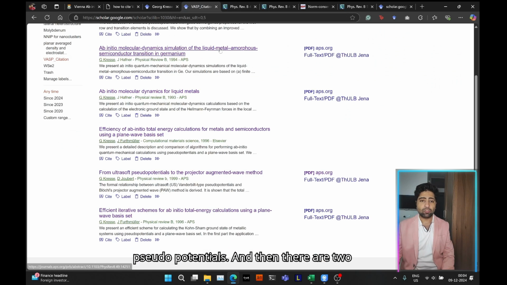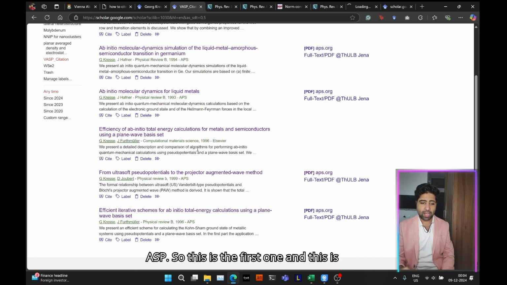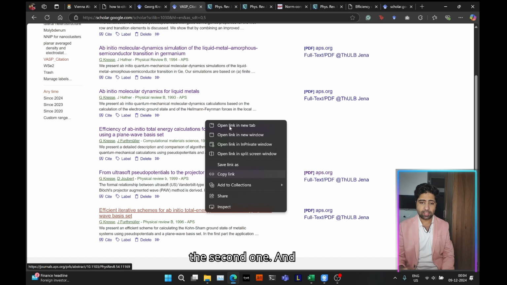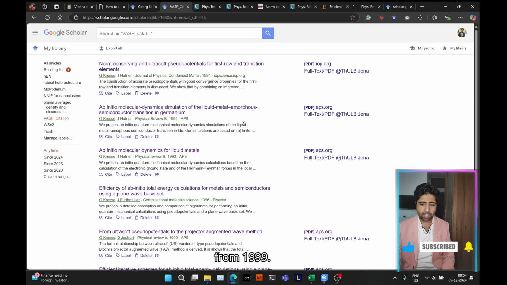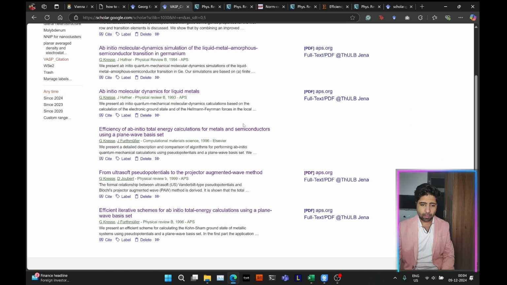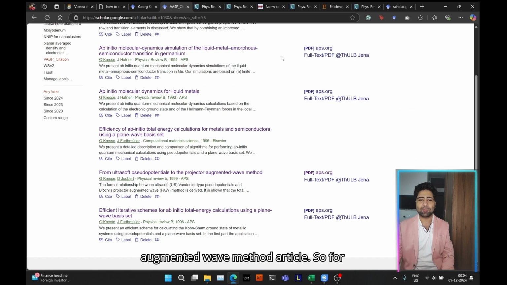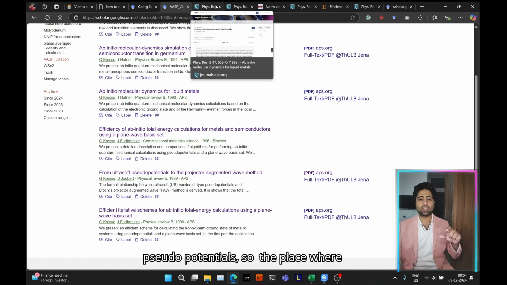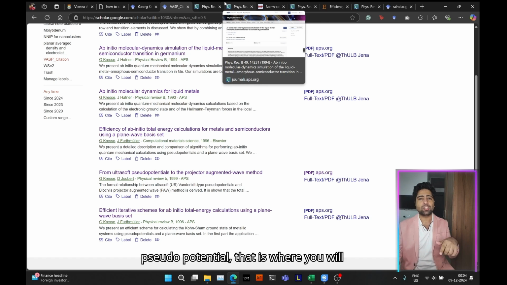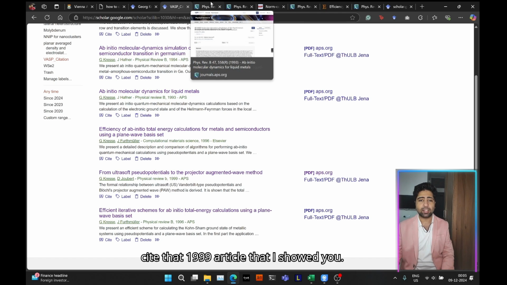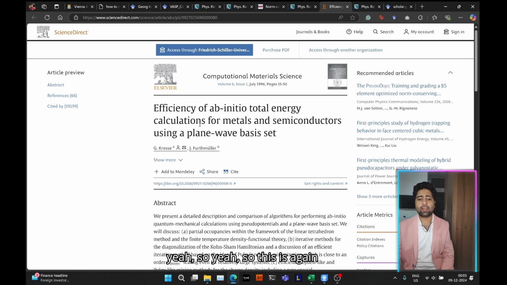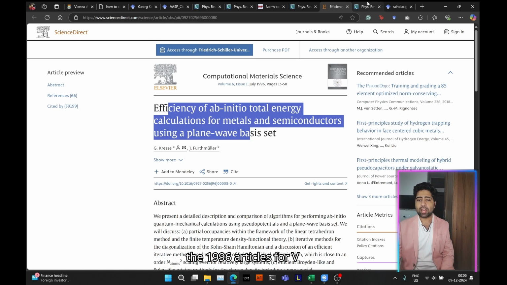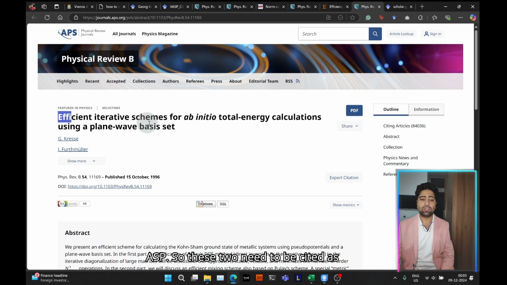And then there are two more articles from 1996 that need to be cited when you're using VASP. So this is the first one, and this is the second one. And there is one more article from 1999. Okay, so that was the projector augmented wave method. For pseudopotentials, the place where you mention that we use this and this pseudopotential, that is where you will cite that 1999 article that I showed you. And this is again the 1996 articles for VASP. So these two need to be cited as well.